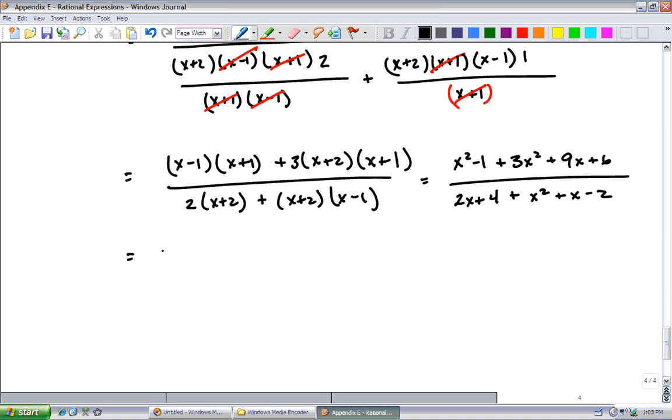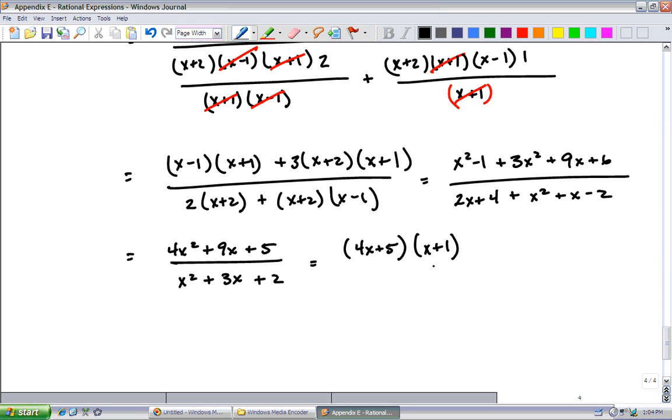Okay, now let's go ahead and simplify this. I get 4x squared plus 9x plus 5 on the top, all of that over an x squared plus 3x plus 2 on the bottom. Now, if you look back at method 1, this obviously isn't the same answer currently. Well, that's because this will simplify even more, and we need to factor this here. The top will factor to 4x plus 5 times x plus 1, and the bottom here will factor to x plus 2, x plus 1.